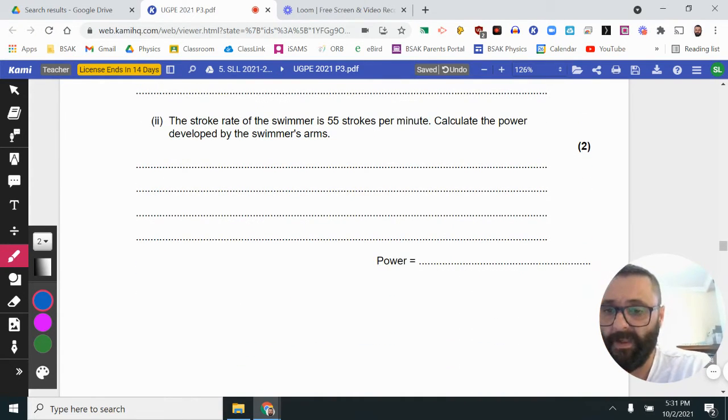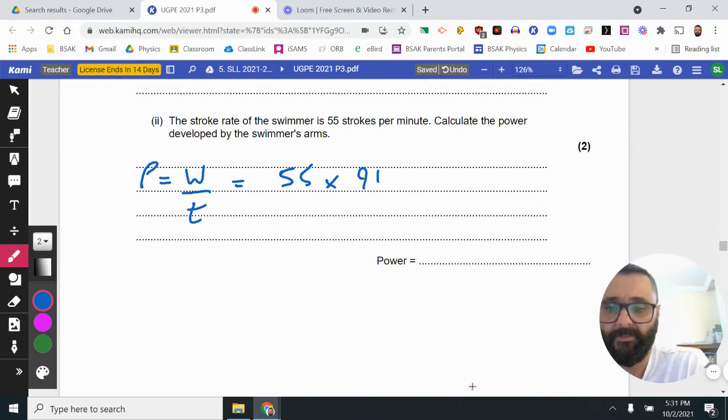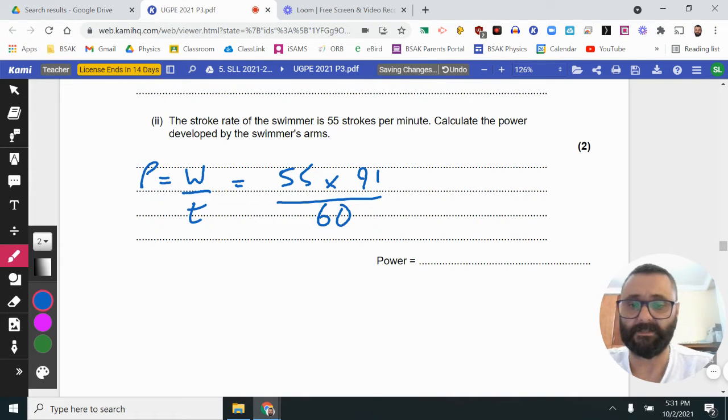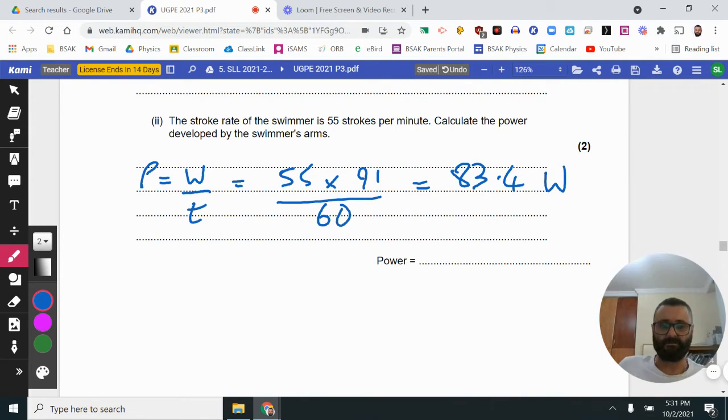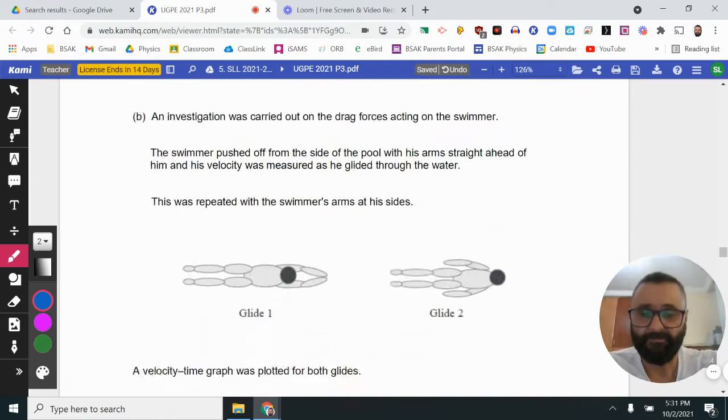We want the power down, don't we? So the power is the rate at which work is done. So the total work, well, we've got 55 strokes, and the time taken in seconds, well, it's per minute, isn't it? So it's 60 seconds. That comes out as 83.4 watts.